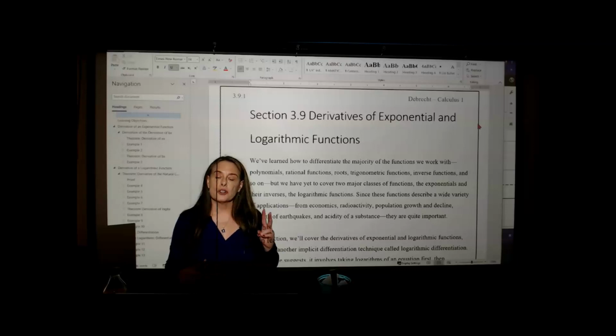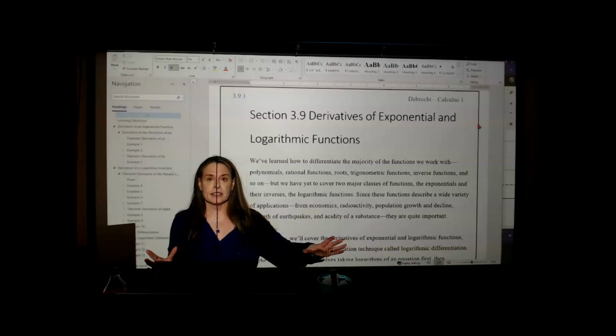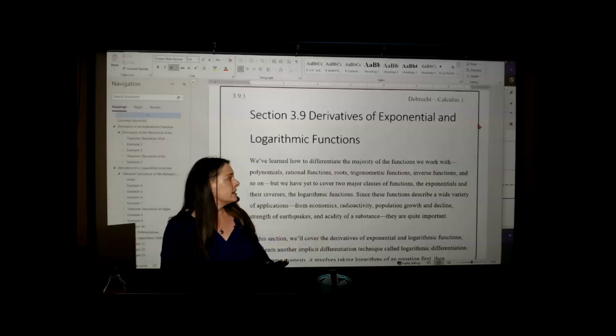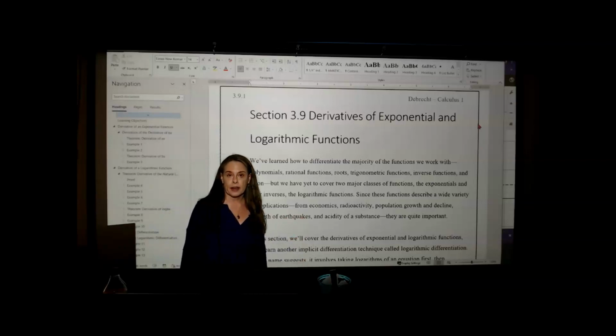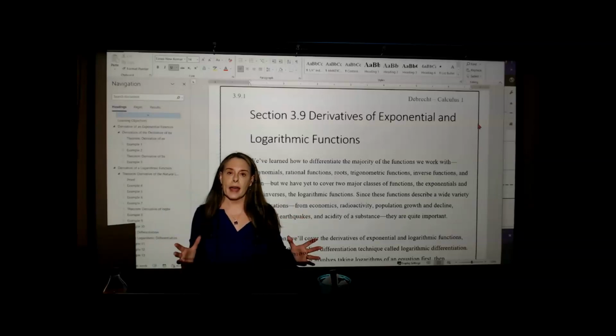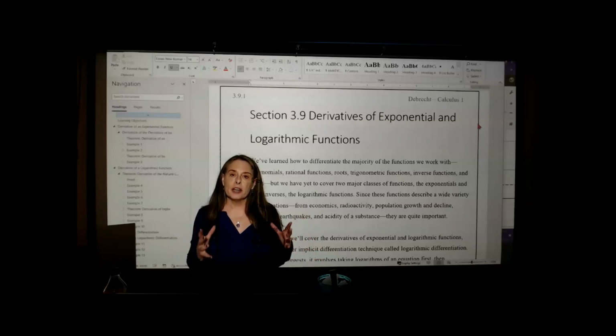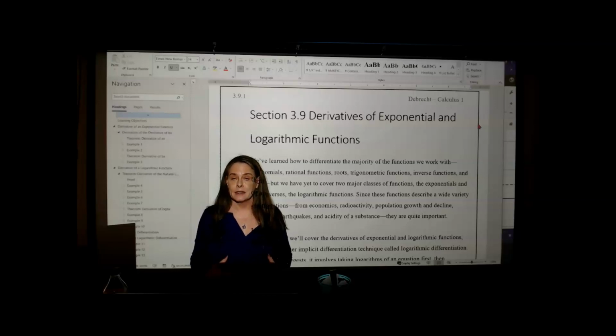Exponentials and logarithms are two of the most important function types that we study. They have a wide variety of applications in all kinds of fields, from economics and finance to radioactivity, to population growth and decline, to the acidity of a substance or the strength of an earthquake. Because they have such wide application, they become very important functions in our study in calculus and engineering courses. We truly need to know what the derivative of these crucial functions is.